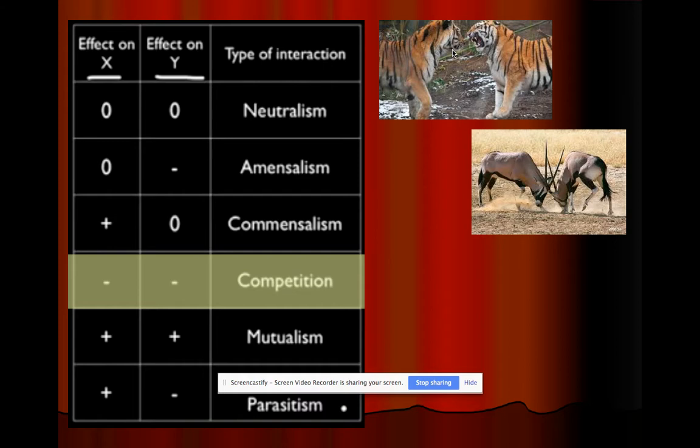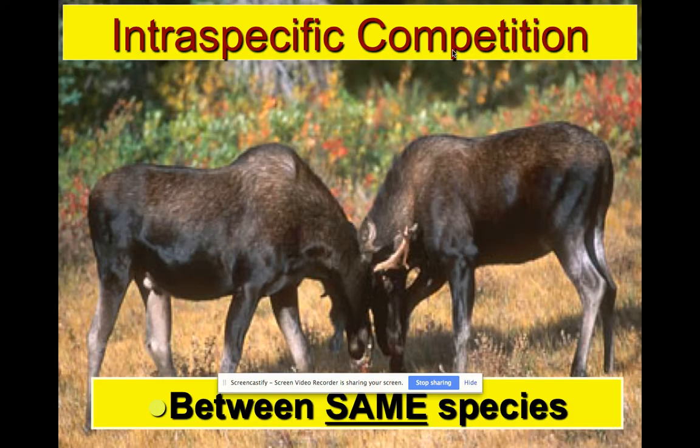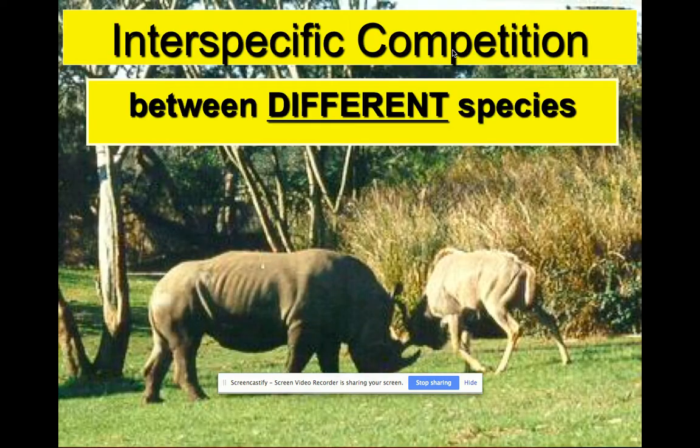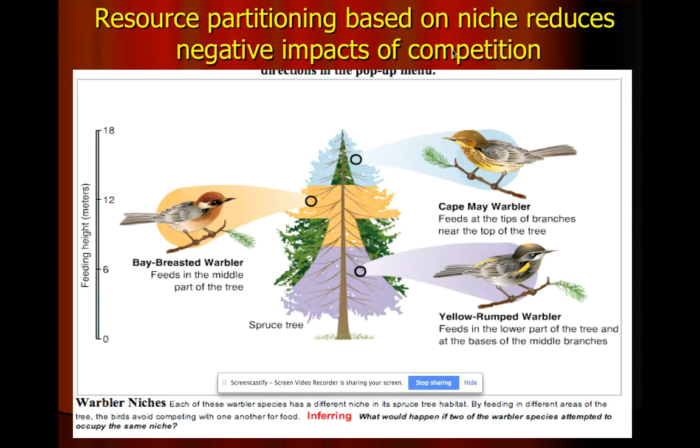Competition is going to be negative on both individuals. So they're either fighting for space, mates, territory, food, whatever it is. They're both being negatively impacted because they're having to use energy to compete with the other individual. There are two types of competition. There's intraspecific, meaning between the same species, so two deer interacting and competing for mates or space. If it's interspecific competition, it's between two different species. So for example, a lion and a coyote interacting, trying to get food. That would be interspecific competition.